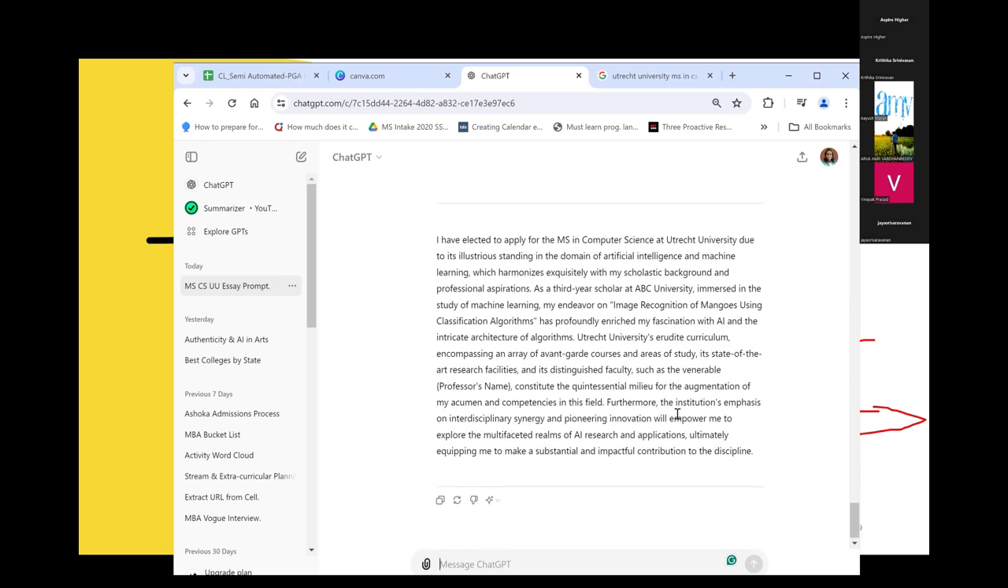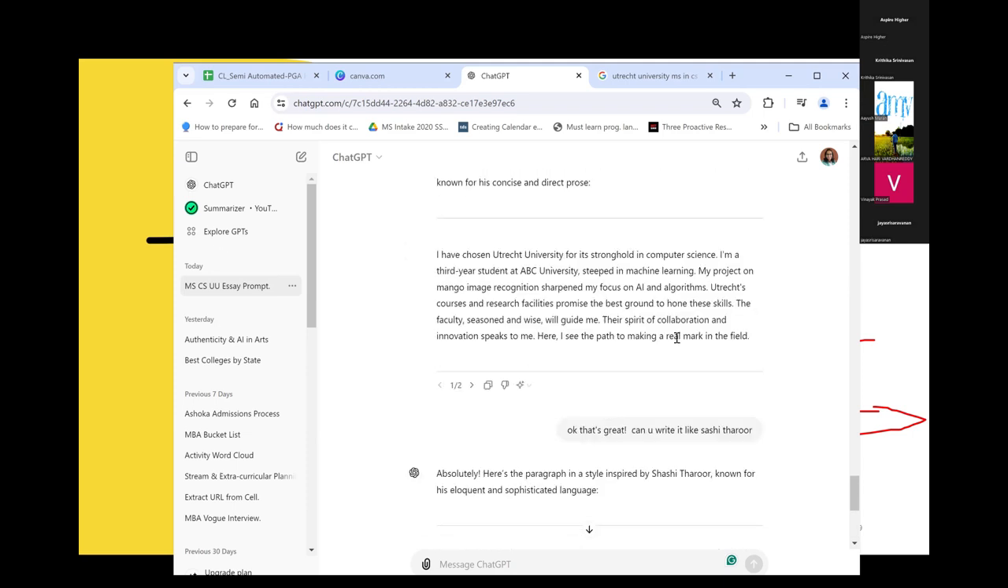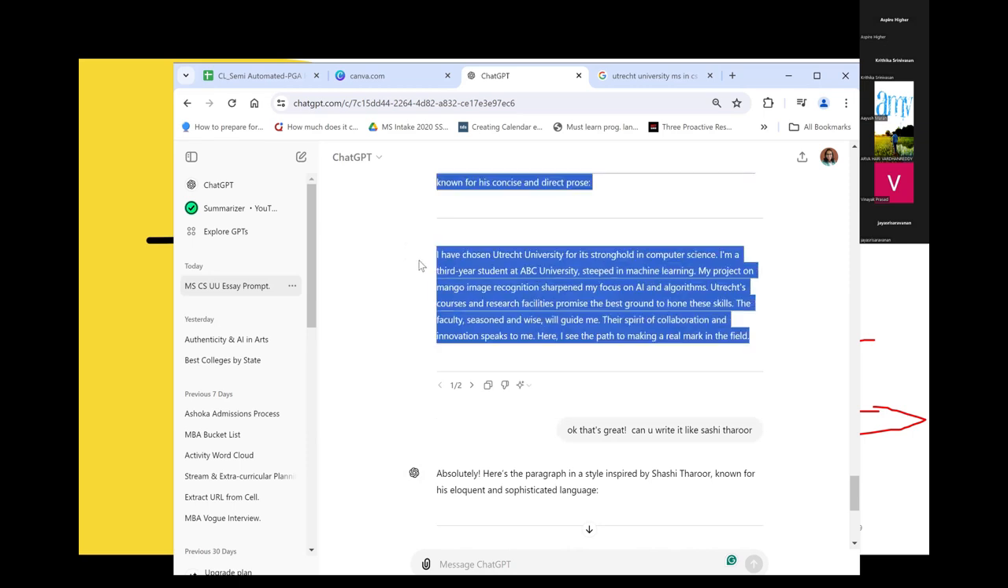Okay, did you see this? It's so funny, isn't it? Which harmonizes explicitly nonsense. Look at this nonsense here. Has profoundly enriched my fascination with blah blah blah and all that, and such as a venerable blah blah blah constitute the milieu. All these nonsensical words. By the way, the words are not nonsensical in themselves, but the usage of them is what is nonsensical.